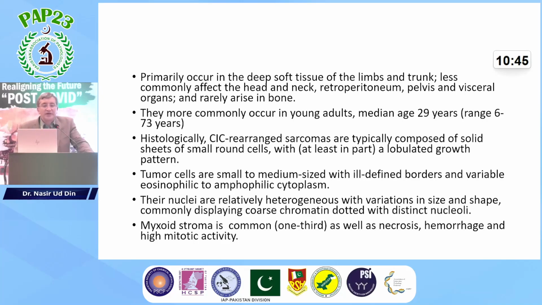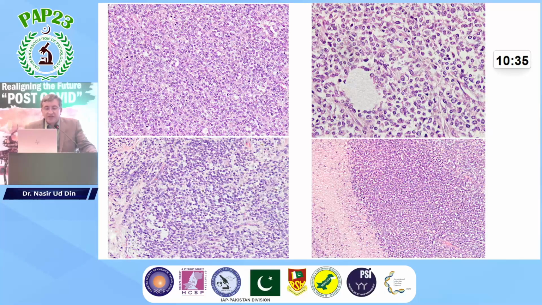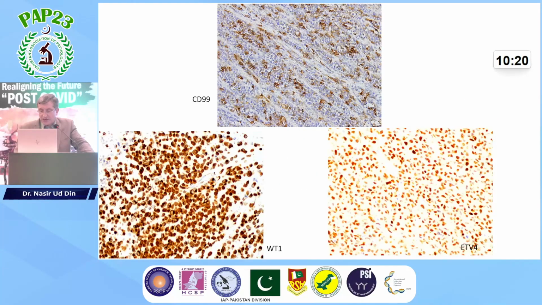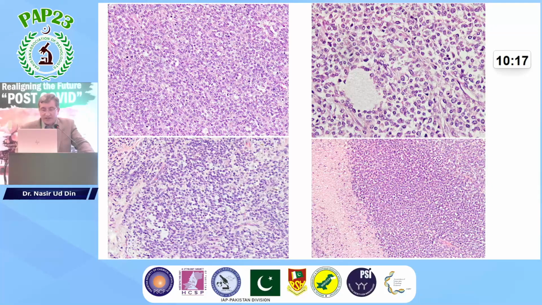CIC-DUX4 sarcoma primarily occurs in deep soft tissues of the limbs and trunk, more commonly in young adults with a median age of 29 years. Histologically, they look like Ewing sarcoma, but they show mild variation in size and shape in solid sheets and focal lobules. The cytoplasm is eosinophilic to amphophilic with vesicular nuclei. A focal myxoid background can be seen, and it shows high mitotic activity and areas of necrosis.